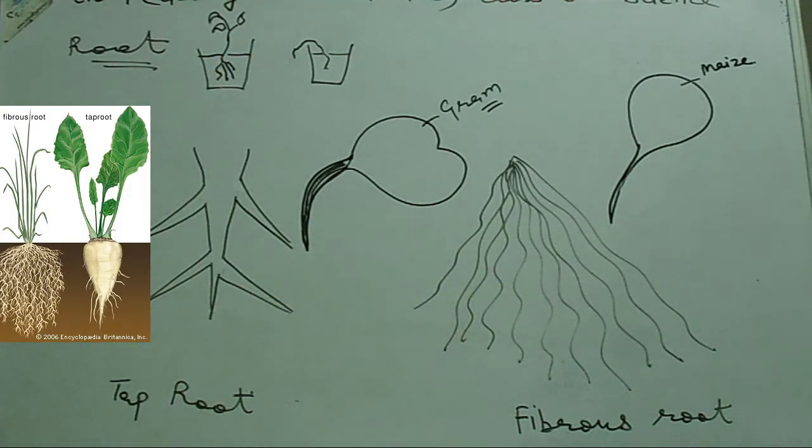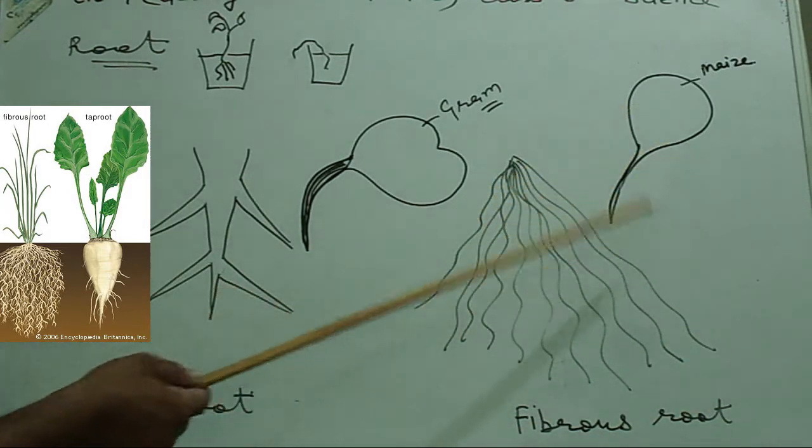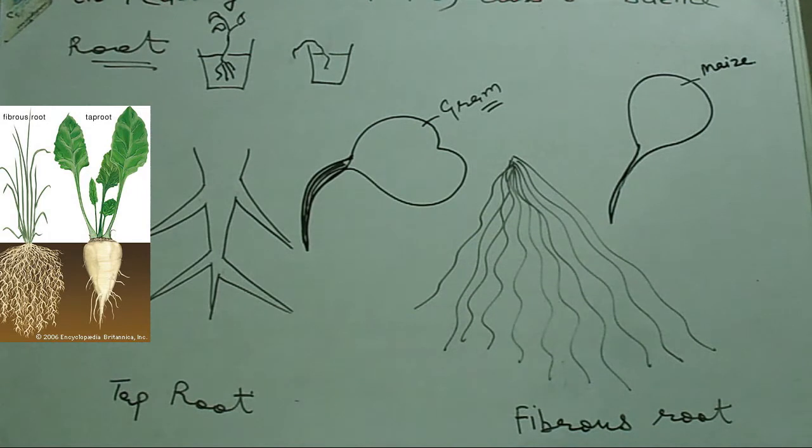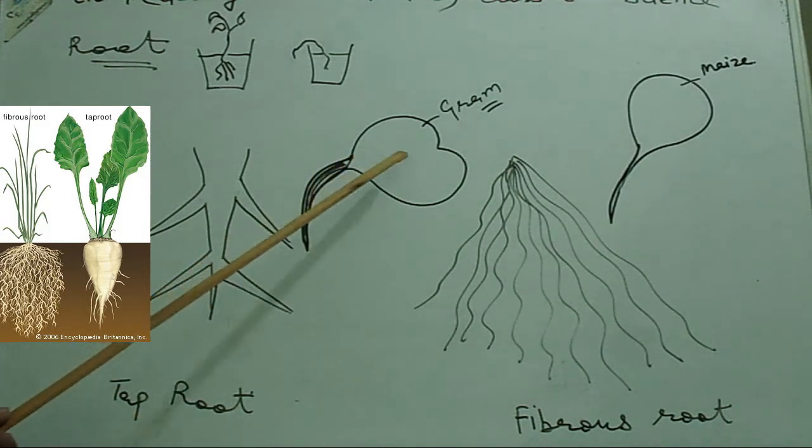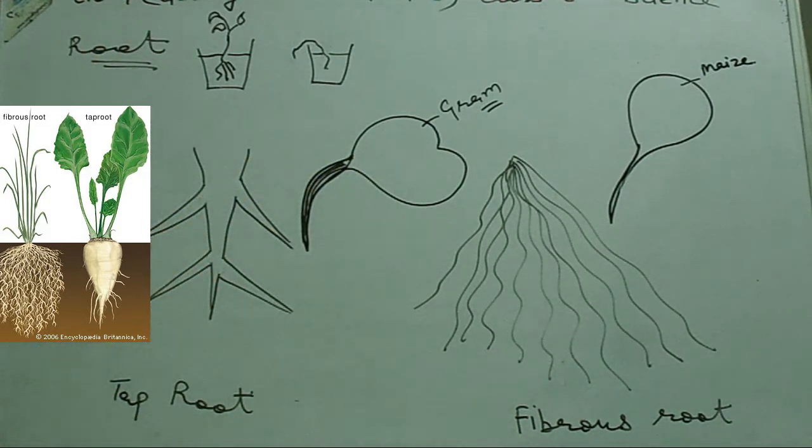So you can differentiate the two categories of root here. The two categories of root are, one is taproot, which was observed in gram, and the other is fibrous root, which was observed in maize. And from here we can also differentiate: if gram has a root like this, what kind of leaf venation should it have?